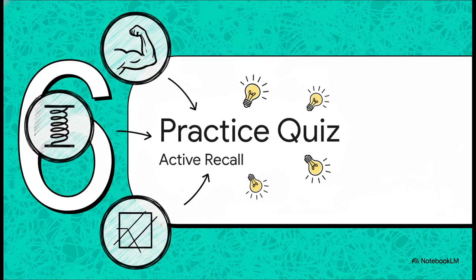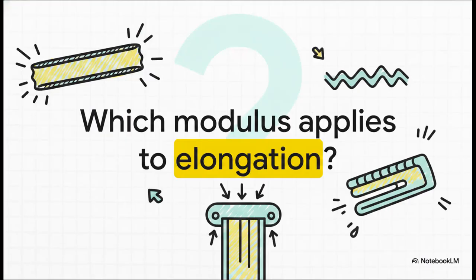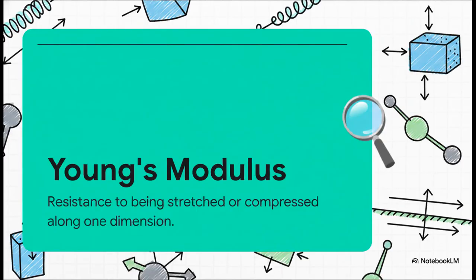All right, home stretch. Section 6, practice quiz, active recall. Let's see what you've got. Question 1. Think about a stretching elastic band, or maybe the compressive force on that pillar we literally just calculated. Which modulus is at work here? And the answer is Young's modulus. It perfectly describes those one-dimensional tensile or compressive forces that end up changing the length of an object.